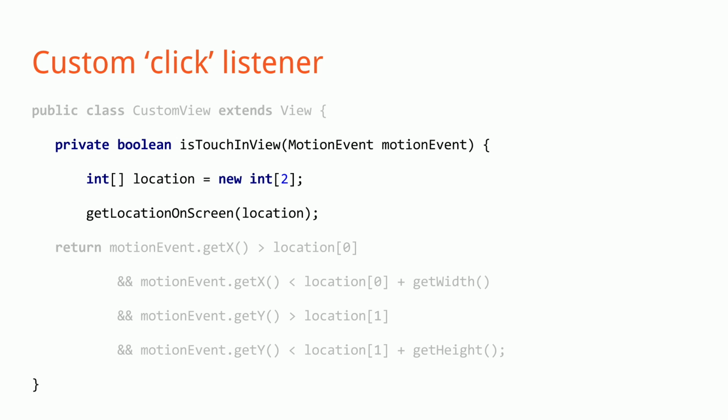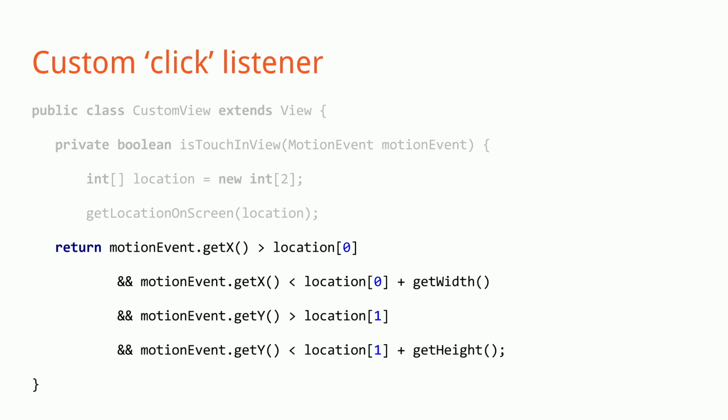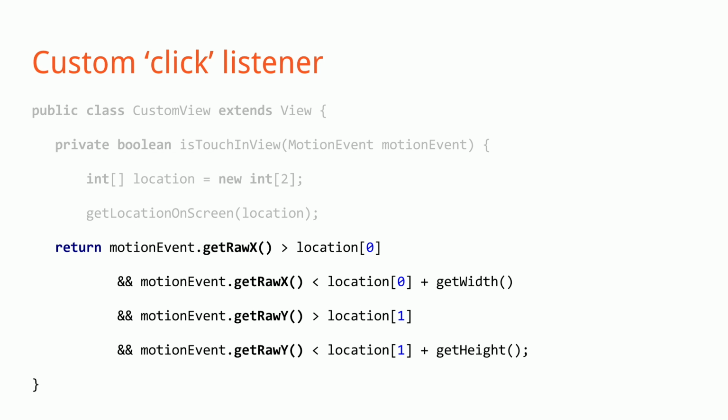So using that, we can get the location of the view, and using that, we can determine, is this motion event within the view that we're looking at? But actually, this is also wrong. This is something else that I faced, because what you actually want is to get the raw x and y coordinates of the event and not just the regular x and y coordinates.